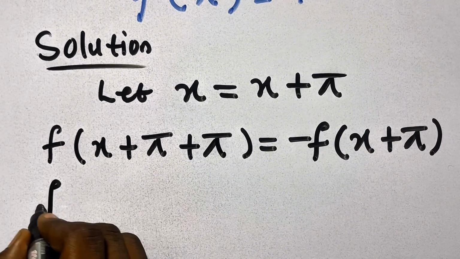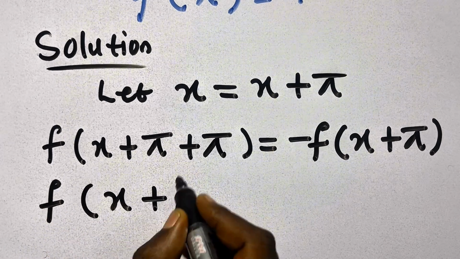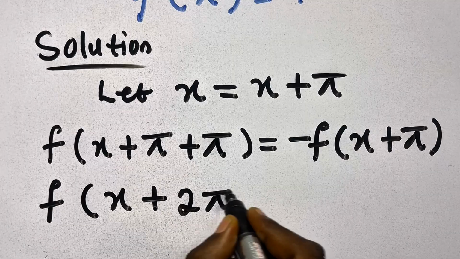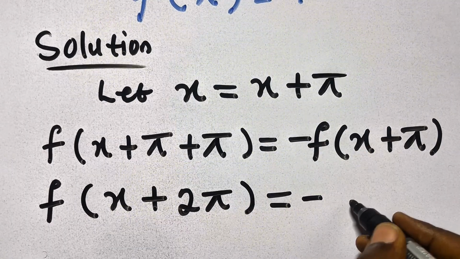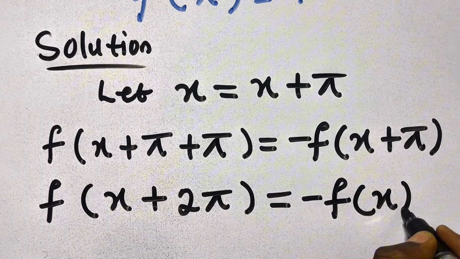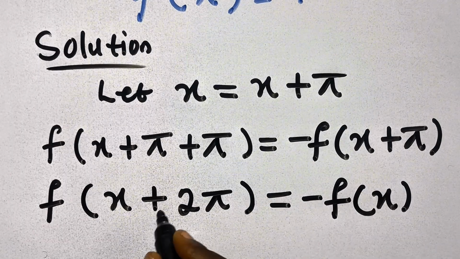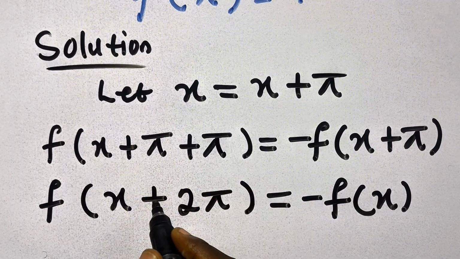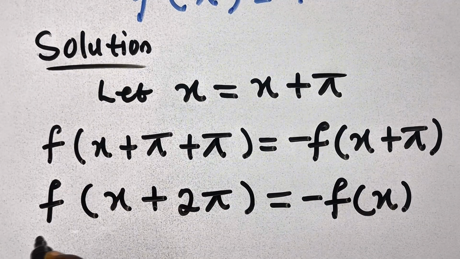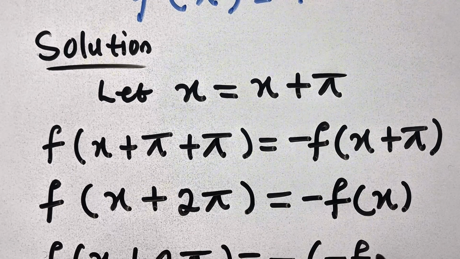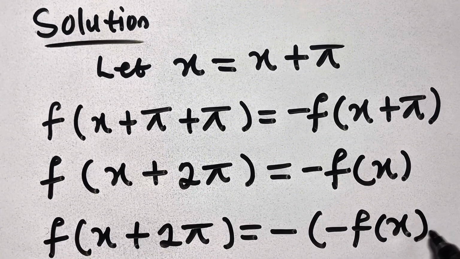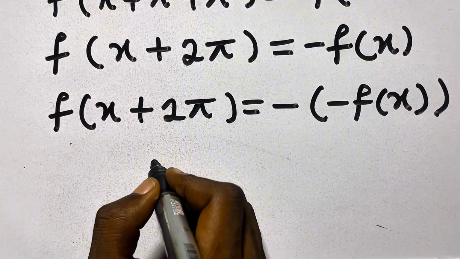All right. We have f of x plus pi, which will give us 2 pi, equals minus. We just take this back, so we have f of x. And since we have f of x plus pi in the given function, let's replace it with f of x plus 2 pi equals minus f of x. I hope you understand this. Let me know in the comment section.